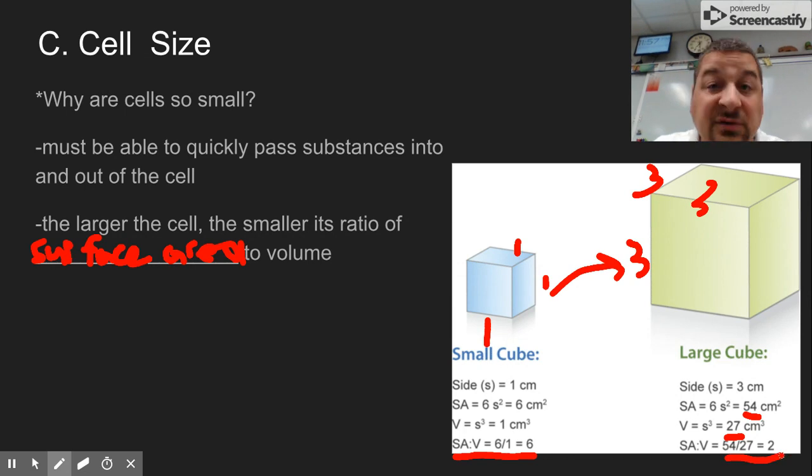2 to 1. So a small cell had 6 units of cell membrane for every unit of volume to get things in and out, whereas a large cube, 3 centimeters on a side, has only 2 units of cell membrane for every unit of volume. Not as efficient. So as our cells start to get bigger, they will actually divide and make more smaller cells rather than being made up of a lot of big cells.